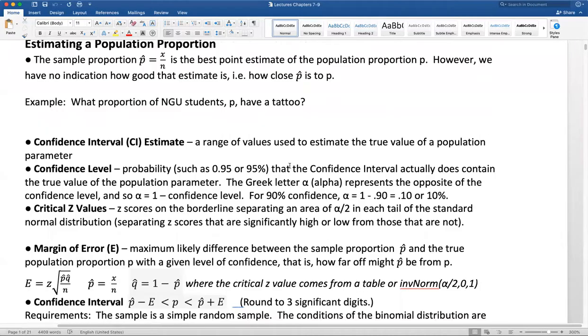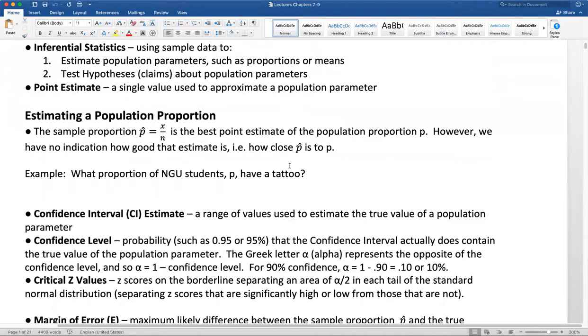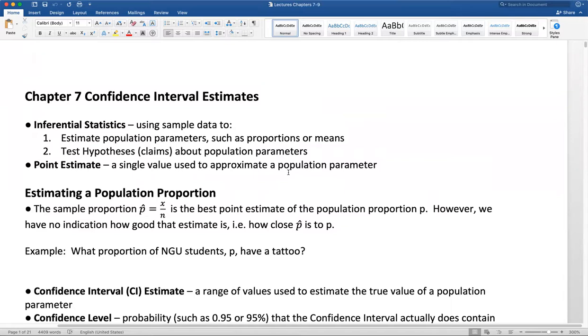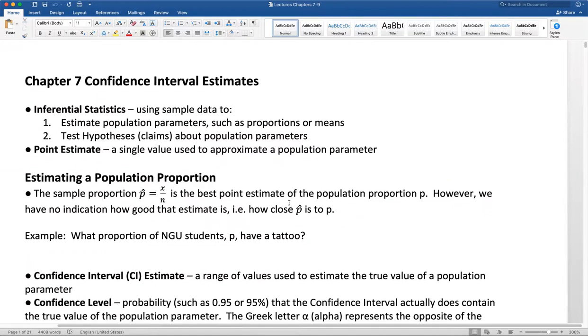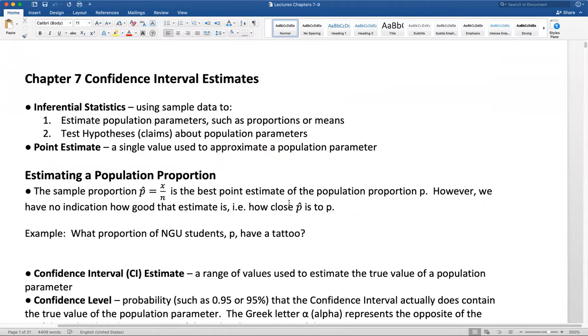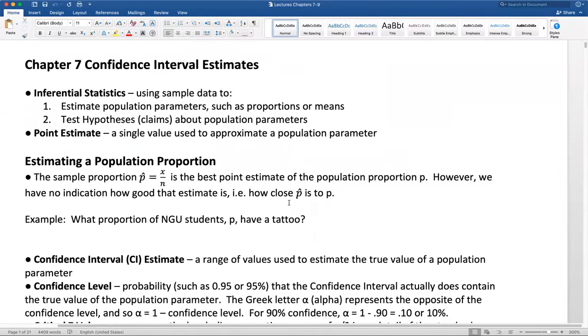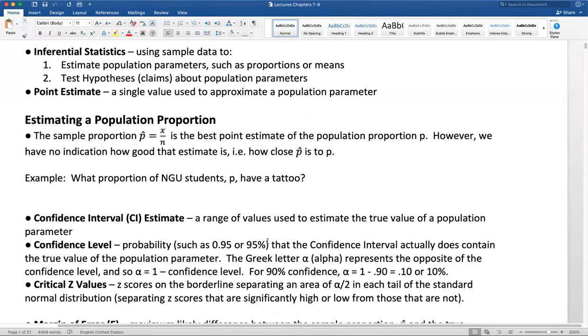All right, in this video, I'm going to continue to look at section 7.1, confidence interval estimates. Last time we studied how to find a confidence interval to estimate the population proportion.